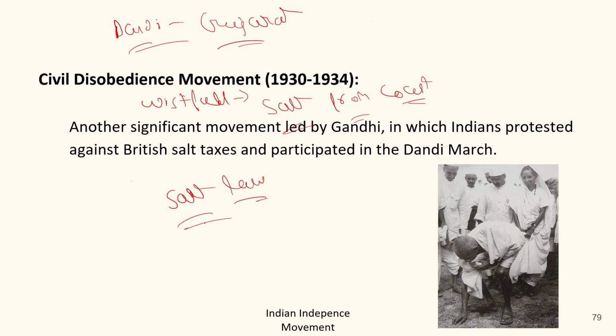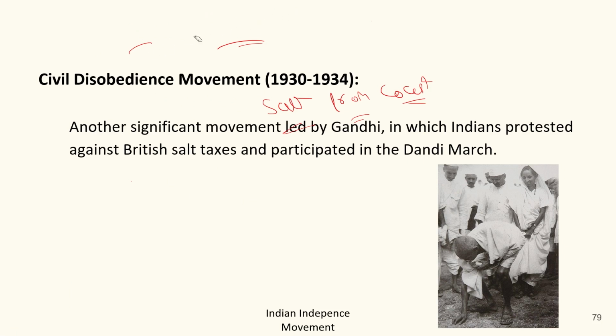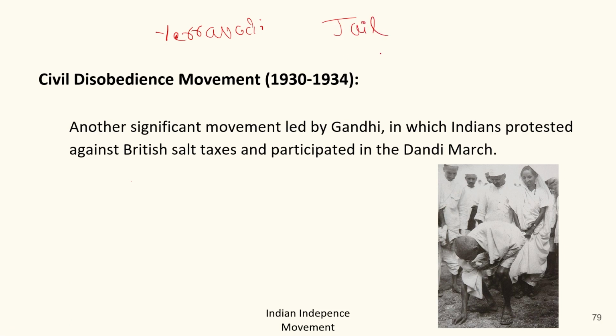And the Britishers got very, very angry with him. They decided to arrest the main leaders of the Congress who were involved in this civil disobedience movement, and also arrested Mahatma Gandhi and sent him to the Yerawada jail, where he started fasting and refused to eat anything. Okay, so this was all about the civil disobedience movement from 1930 to 1934.